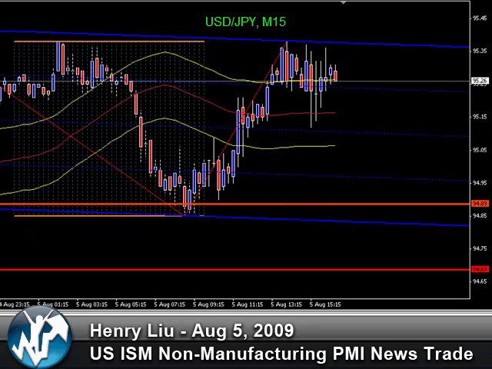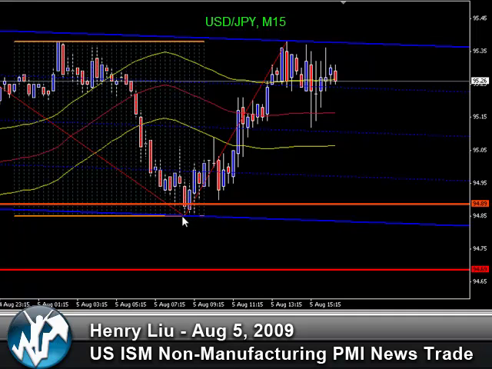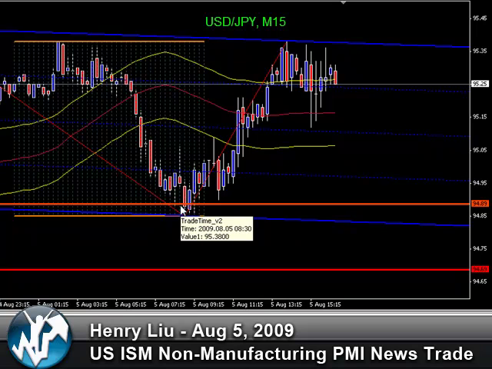Now we'll be looking at the dollar yen pair. We can see that this pair has been trading in a very tight range prior to this release. We're looking at a range of 50 pips, and what we'll do is wait for the number to come out. We'll look at market reaction, and if we do see a good market reaction to this number, then we'll wait for a retracement to get in.